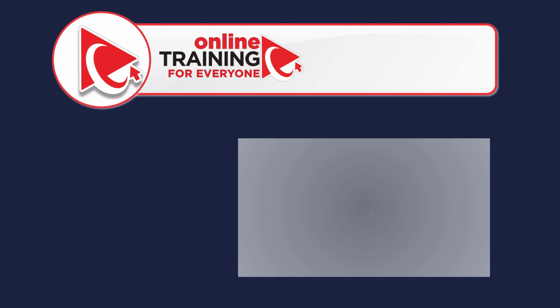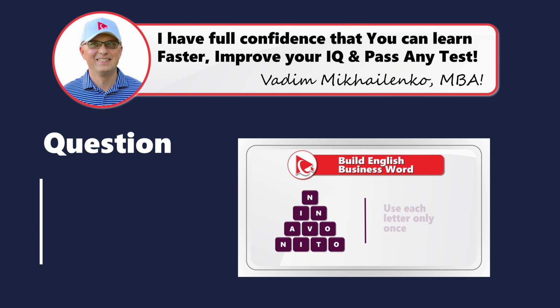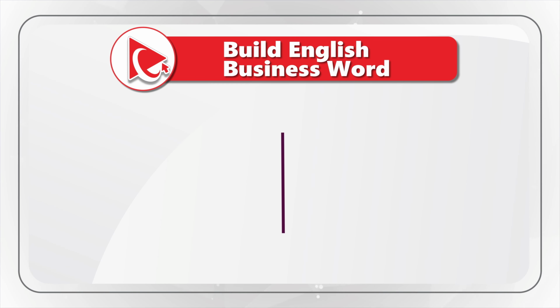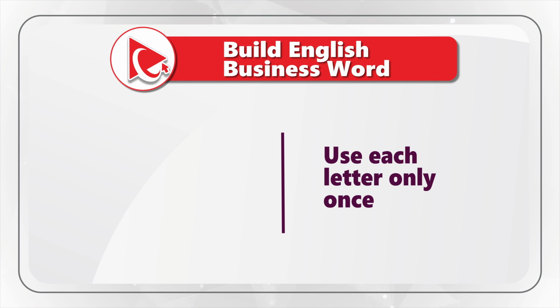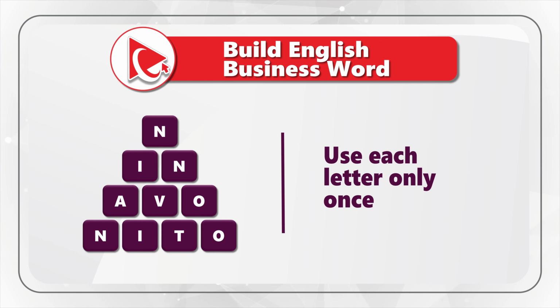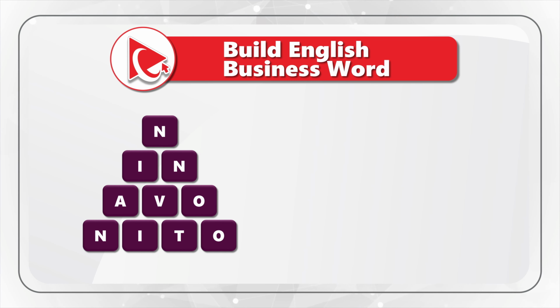I love this question because the answer represents such a powerful business concept. You're presented with 10 letters, and you need to build English business word by using each letter only once. The letters are N, I-N, A-V-O, and I-T-O. Take a close look to see if you can come up with the solution. I am going to give you a quick hint.